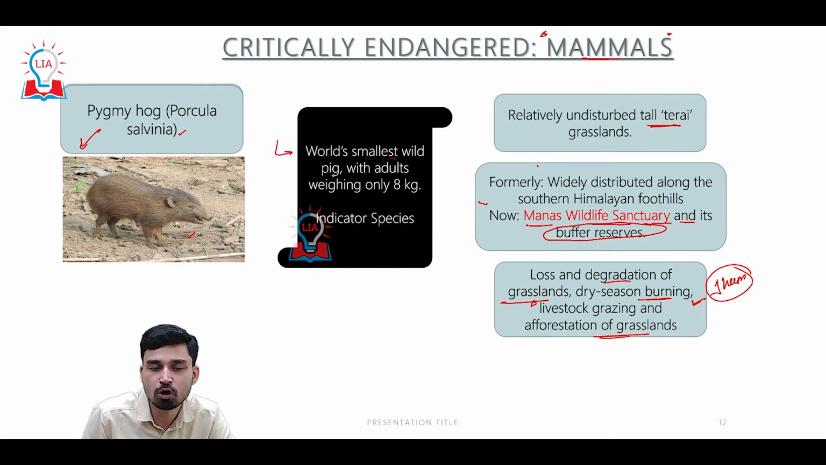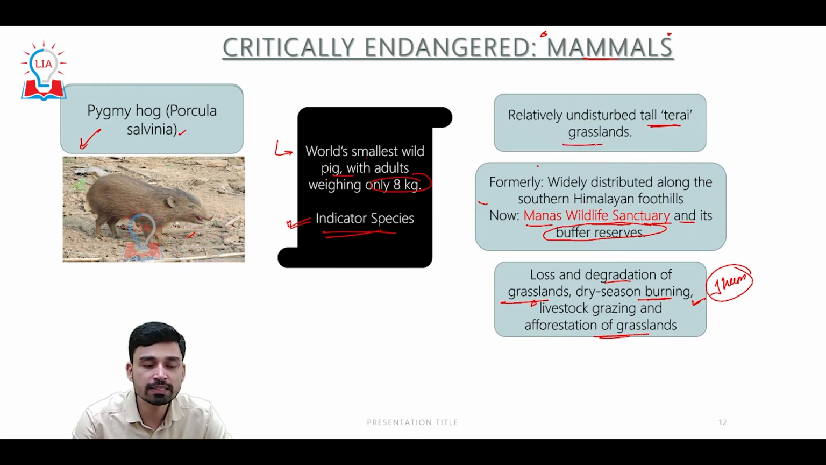the world's smallest pig, with adults weighing only 8 kilograms. Not only that, but it is also an indicator species of the grassland regions. Now, what is an indicator species?